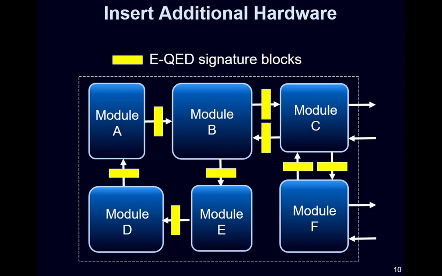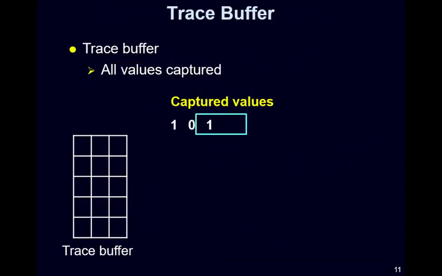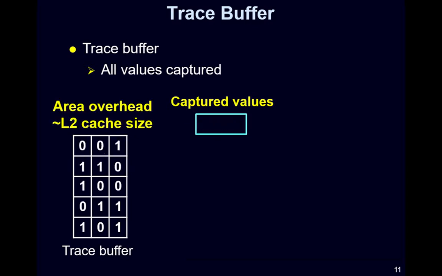Now, what do we actually use for these E-QED signature blocks? Well, the traditional approach for capturing values has been to use a trace buffer. And as you can see here, a trace buffer captures the values on every single cycle and saves all of the values every cycle. But the consequence of this is that it grows by the number of cycles you have to capture. If we were to use trace buffers for our approach, the resulting area overhead would have been equivalent to the size of the L2 cache in the billion transistor design we analyzed. And the L2 cache is the largest component of the design. So this would be a tremendous and really unmanageable area overhead to pay.